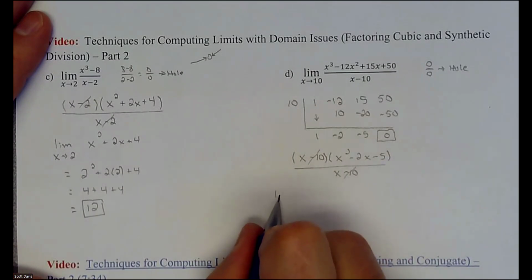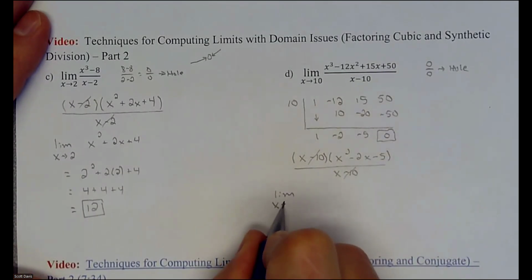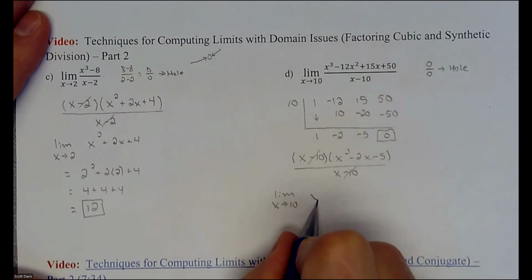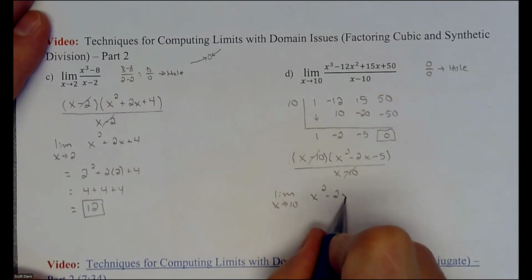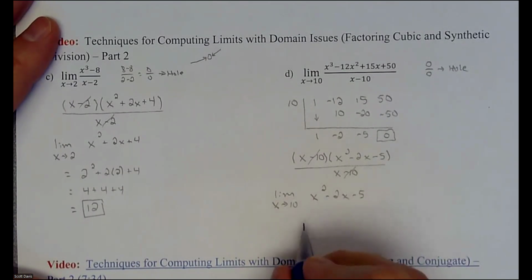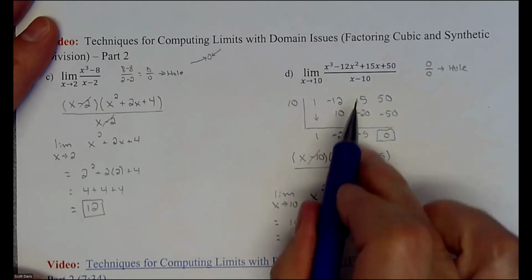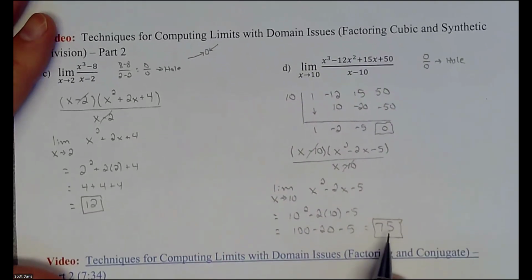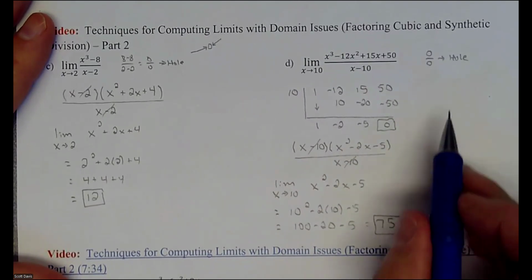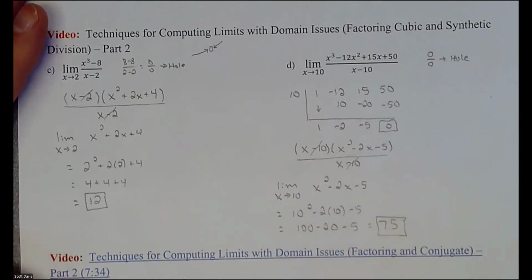Now we're really doing the limit as x approaches 10 of x squared minus 2x minus 5. And so we'll plug in 10 squared minus 2 times 10 minus 5. And if we put all that together, we're looking at 100 minus 20, which is 80, minus 5, which is 75. So our limit as x approaches 10 on this original is going to give us a 75. We're approaching 75. We never can get there again because it's actually a point. It doesn't exist. It's a hole.